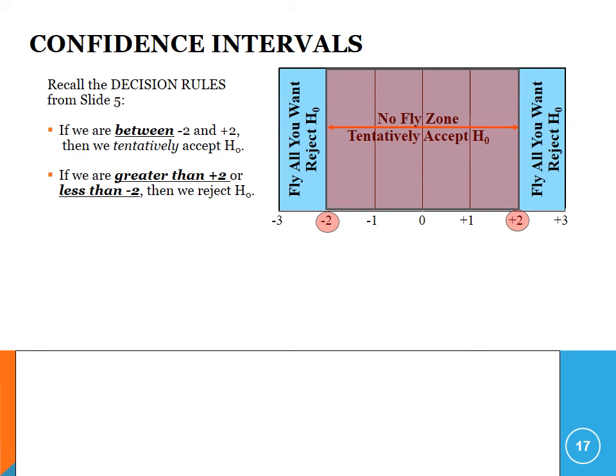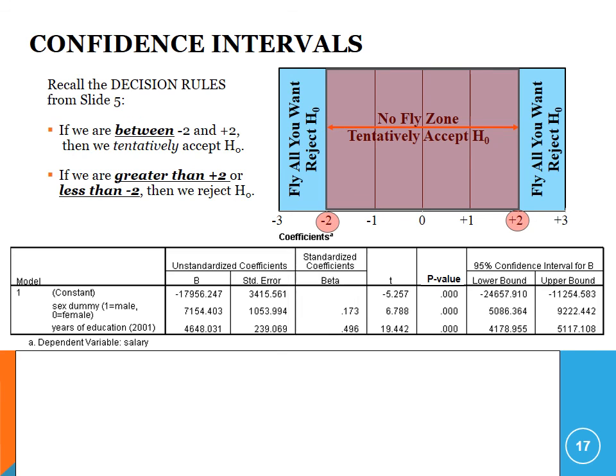So here's that lovely graphic again, and our decision rules. Recalling from slide 5, if it was slide 5, I'm not sure, if we are between -2 and +2, then we tentatively accept the null hypothesis. If we are greater than +2 or less than -2, then we reject the null hypothesis. And here's an output that we're looking at. Should be the same from the previous slide.